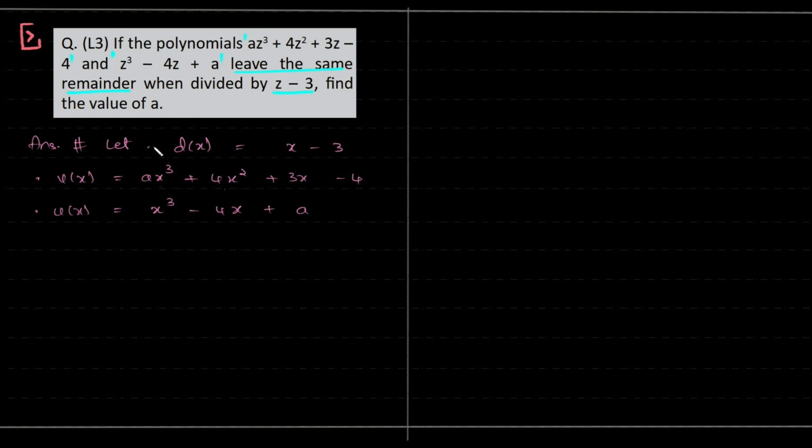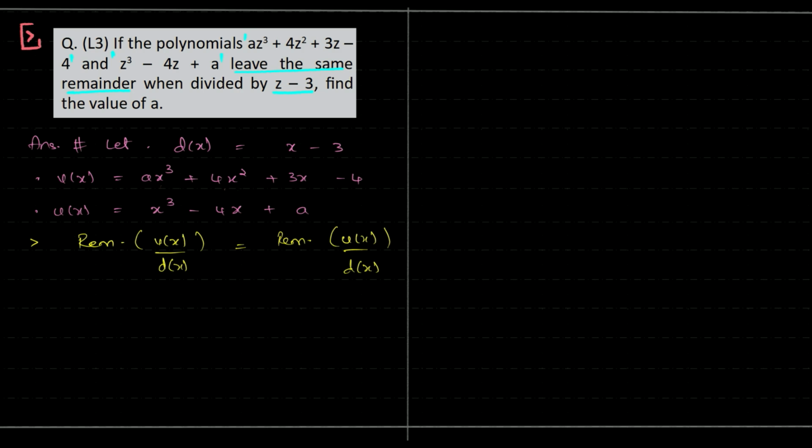No. Okay, so the funda is this. They're telling us, and this is very important, that they leave the same remainder. So v of x when divided by d of x, the remainder obtained over here will be equal to the remainder obtained over there. Let me write it: remainder of v of x when divided by d of x is equal to remainder of u of x divided by d of x. Agree? That's all that is given, nothing else. Just writing what is given.